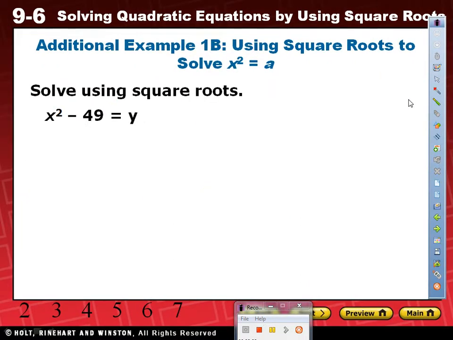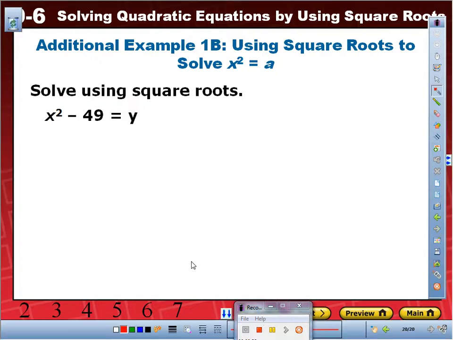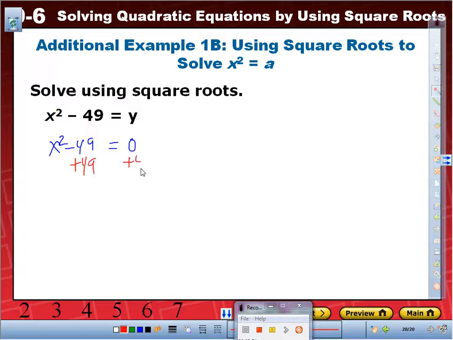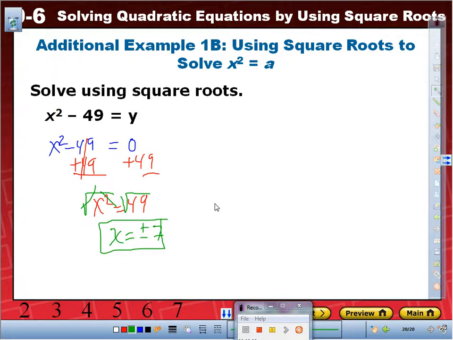Example 2. x squared minus 49 equals y, and let's work this one out together. Step 1, what is it? Change y to 0, so we're left with x squared minus 49 equals 0. And let's use inverse operations. What's the inverse? Add 49 to each side. We're left with x squared equals 49. And what is the inverse of a square? Square root. This cancels this. x equals plus or minus 7. Hands up if you got that by yourself. Okay? Let's do another one.